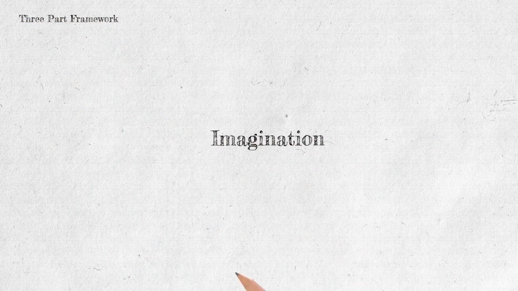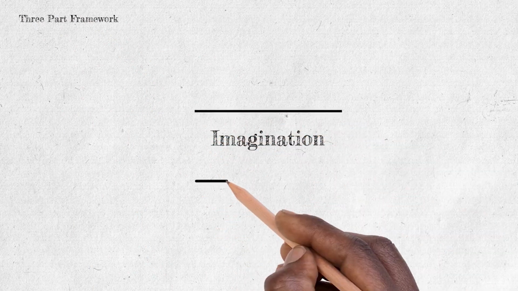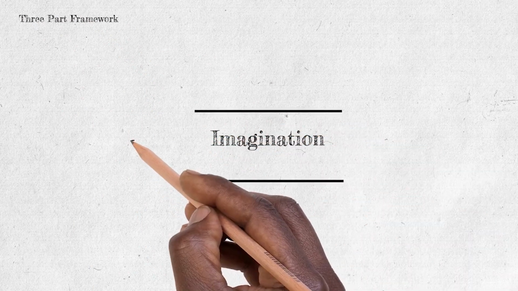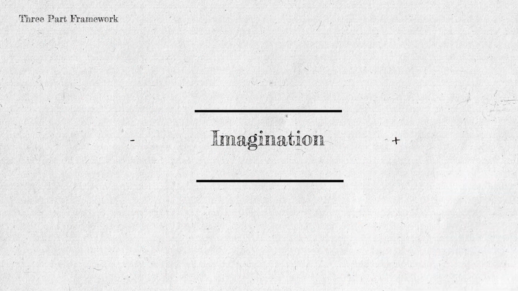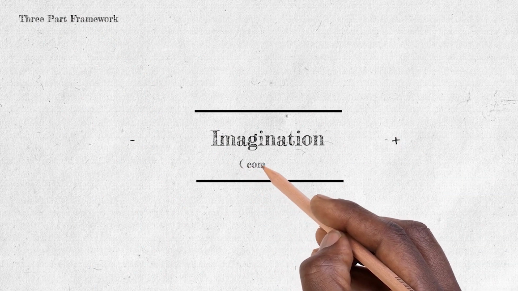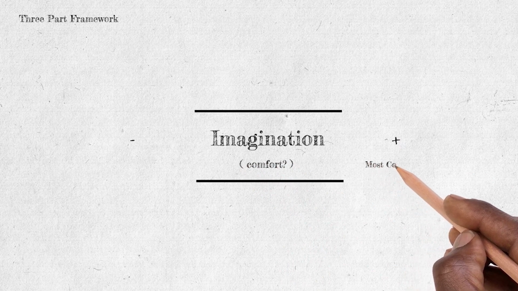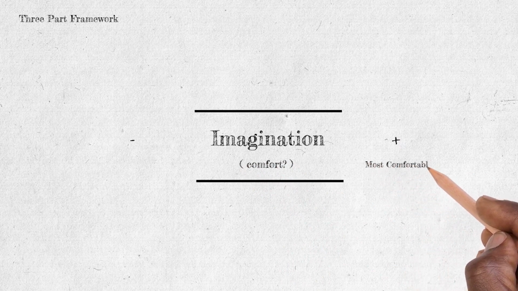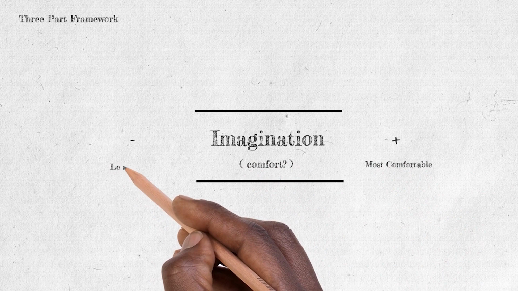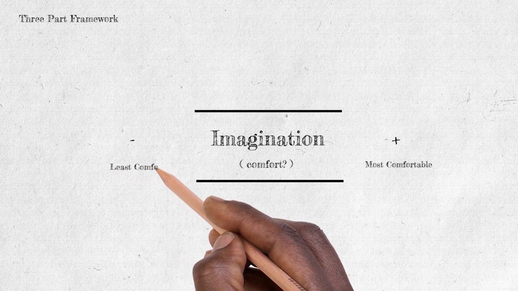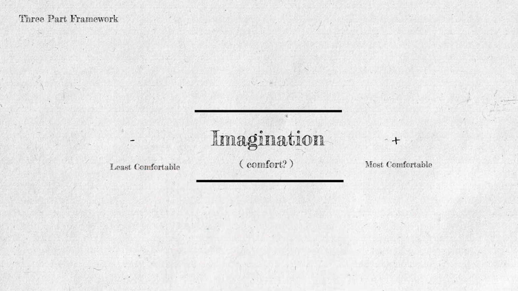At the center, we have the imagination, which is both in the negative and the positive. For example, if I said imagine what comfort is, you could start imagining all the comfortable spaces in your home, work, or everyday environment. Or you could imagine all the less comfortable spaces in your home, work, or everyday environment.